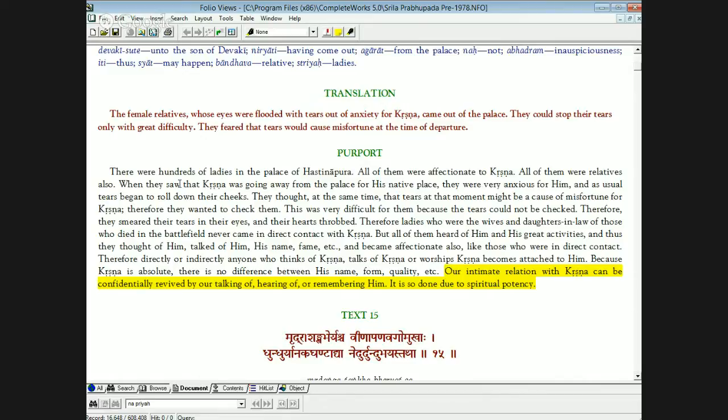Because Krishna is absolute, there is no difference between his name, form, quality, etc. Our intimate relation with Krishna can be confidentially revived by our talking of, hearing of, or remembering him. It is so done due to spiritual potency.